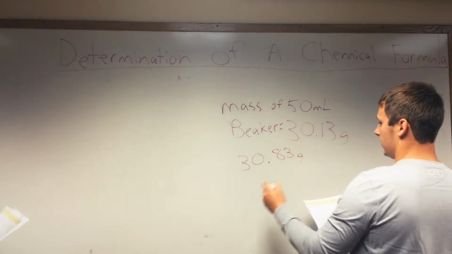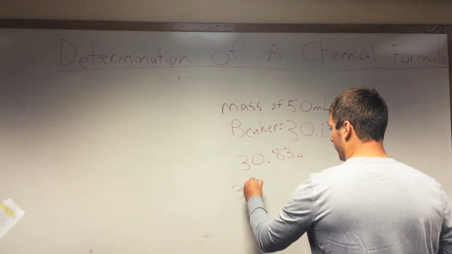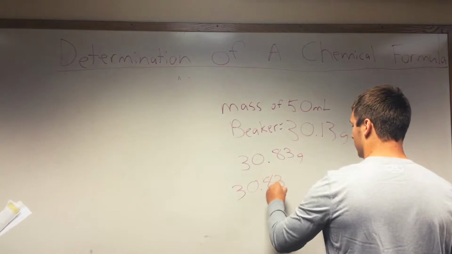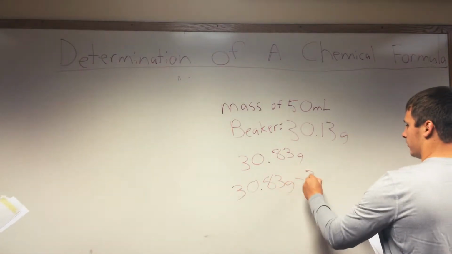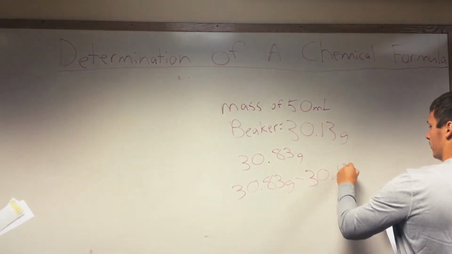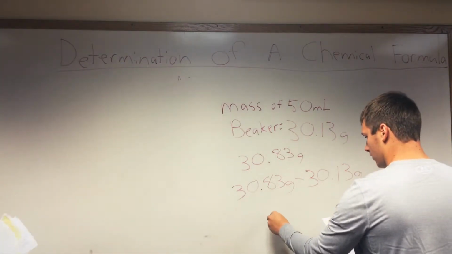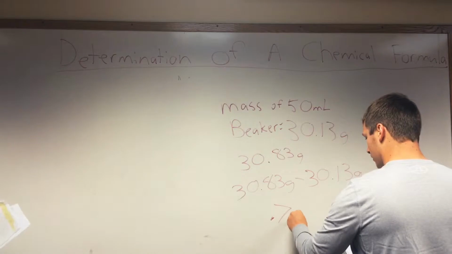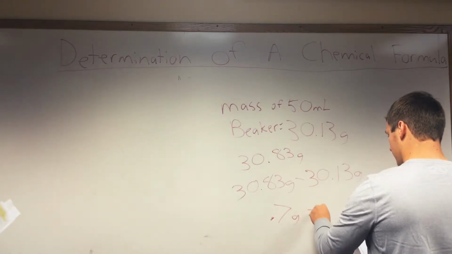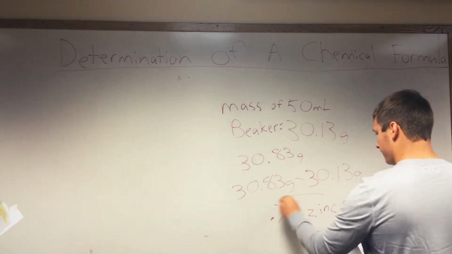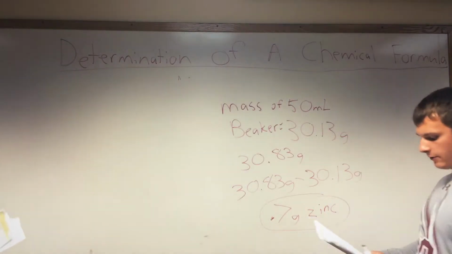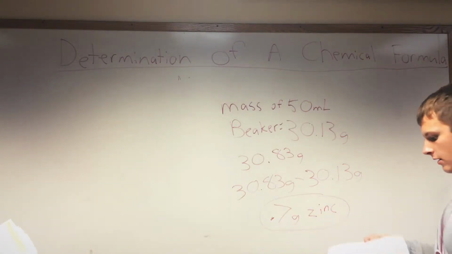So we can take 30.83 grams minus 30.13 grams, and that all equals up to 0.7 grams of zinc. So that's how we got the mass of the zinc.